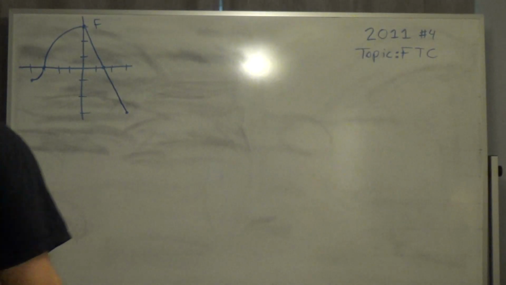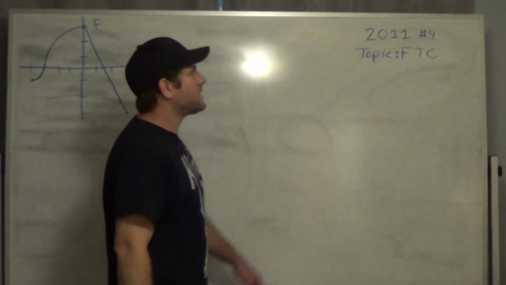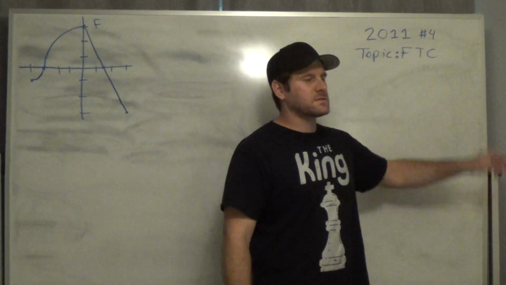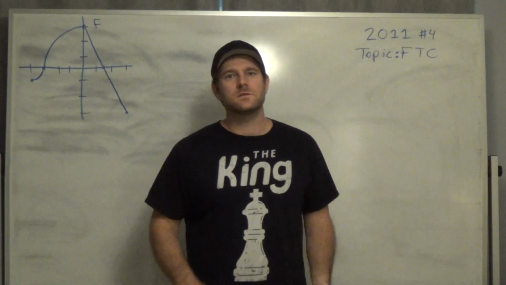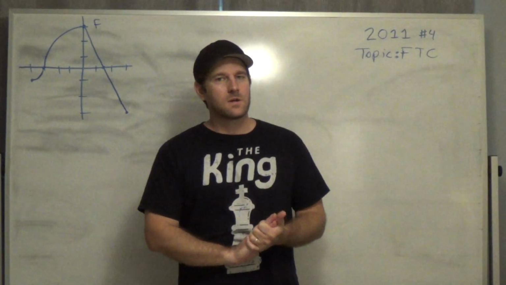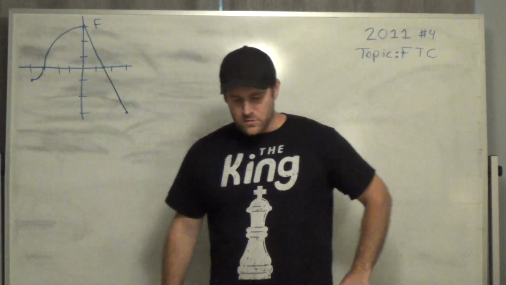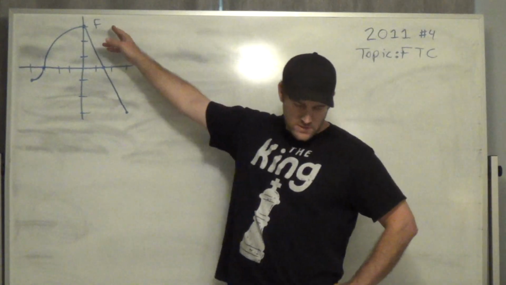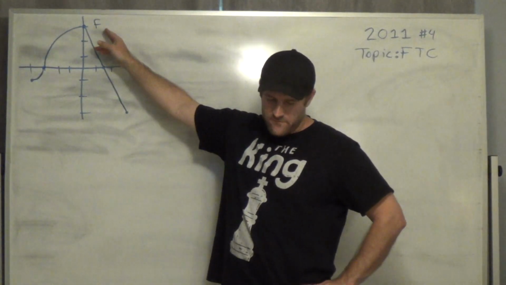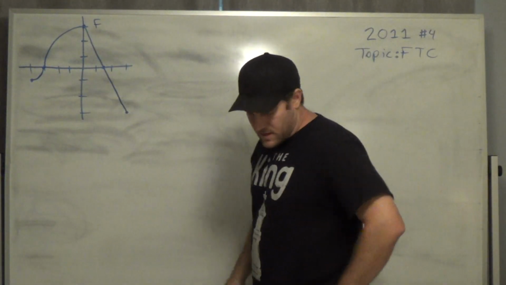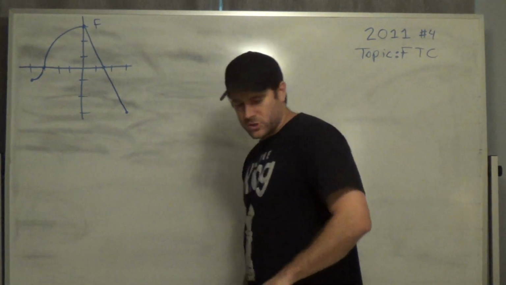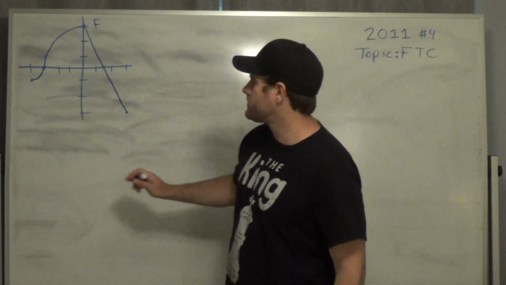Hi AB Calculus students. This is 2011, question number 4. The topic is still FTC, Fundamental Theorem of Calculus, and this is still one of your topics coming up on your quiz later this week. You'll notice here they gave us the graph. They said this is the graph of f.